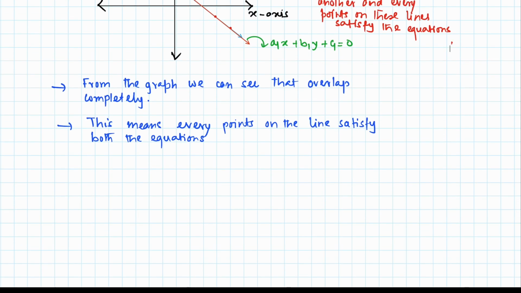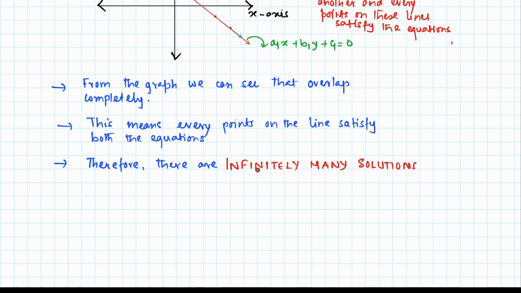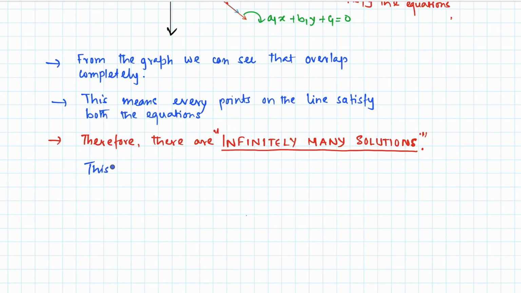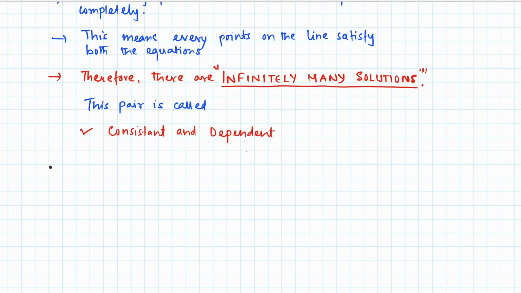So therefore what we can see, there are infinitely many solutions for this pair of equations. So this pair is called consistent and dependent solutions, because the value of y will be completely dependent on x.